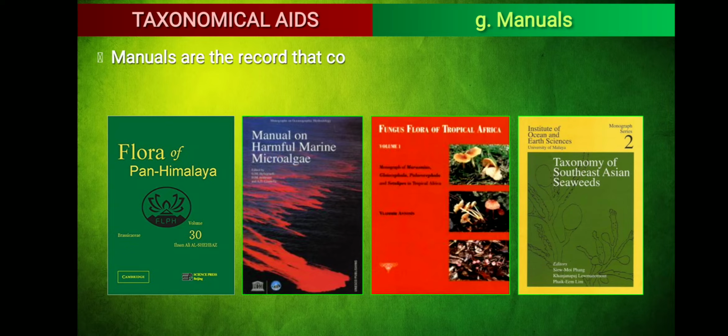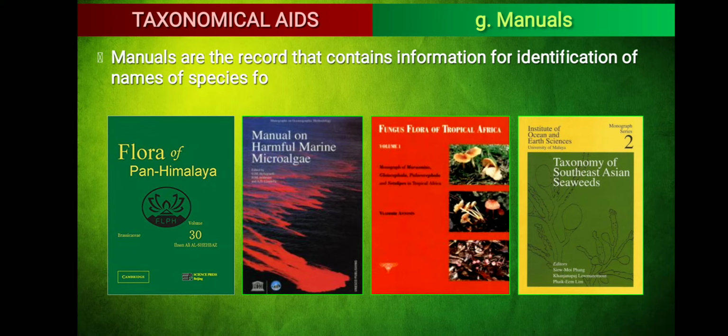Manuals are the records that contain information for identification of names of species found in an area. Again, it is going to give information. So manuals are the records that contain information for identification of names of species found in an area. That is what we call manuals. Here again, the Flora of Pan Himalaya will give the names of species existing in the Himalaya region. So that is what we call manuals, students.